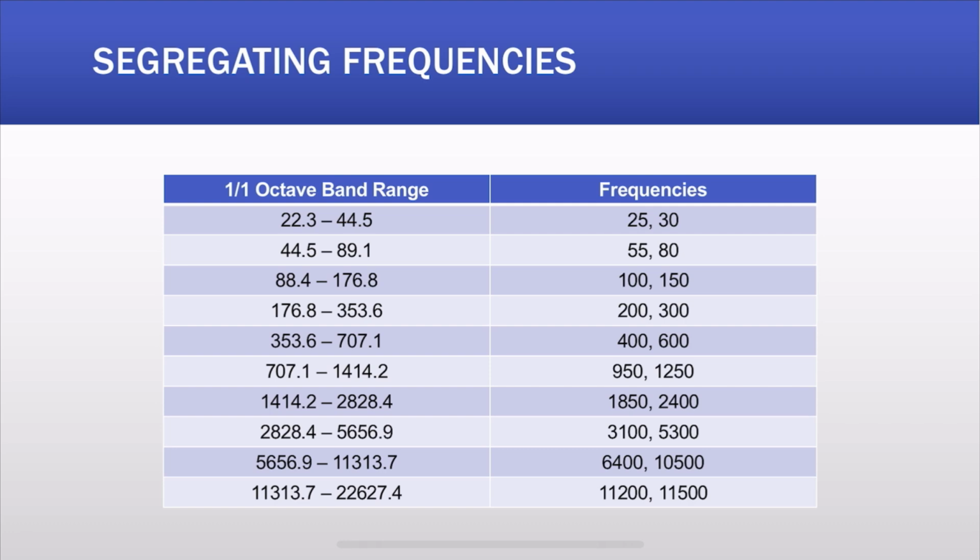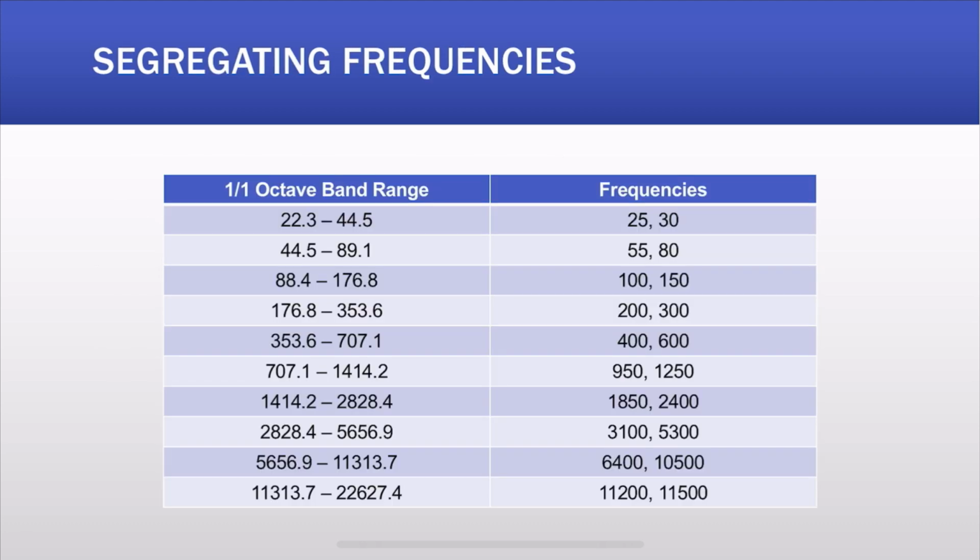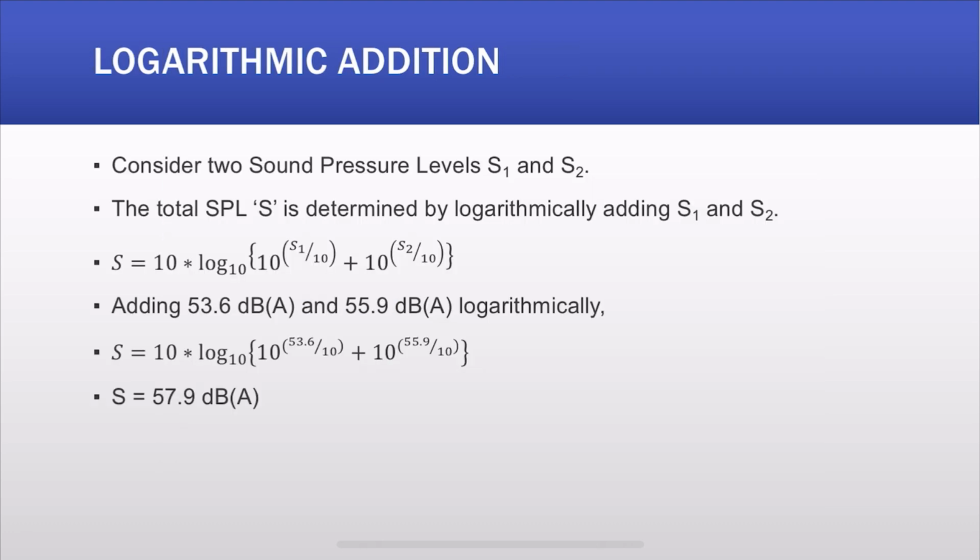band range. And the next step is to perform logarithmic addition. Now we know that 25 hertz has some sound pressure level value, and 30 hertz also has some sound pressure level value. But then we have to represent these two frequencies as one band, which means we have to add them up. But we cannot simply add them up arithmetically. We have to add them up logarithmically. So that's where the logarithmic addition comes into play.